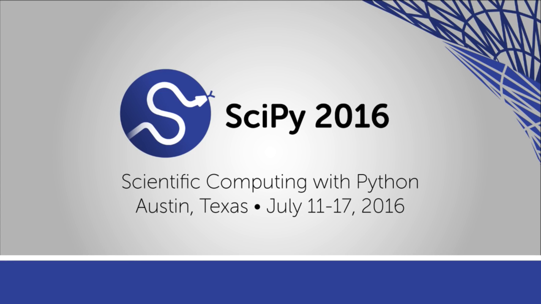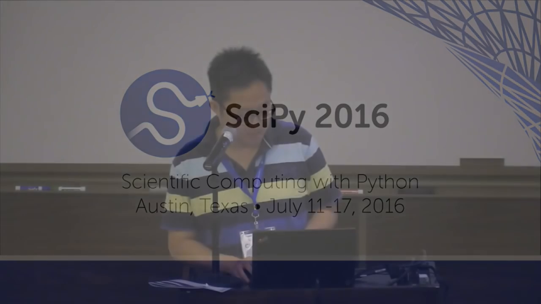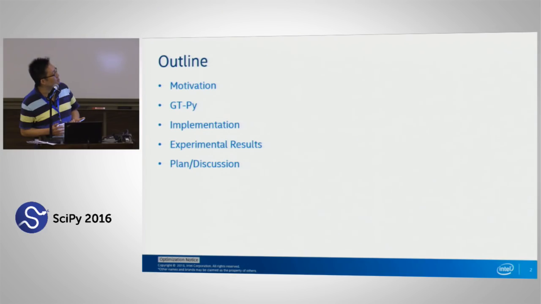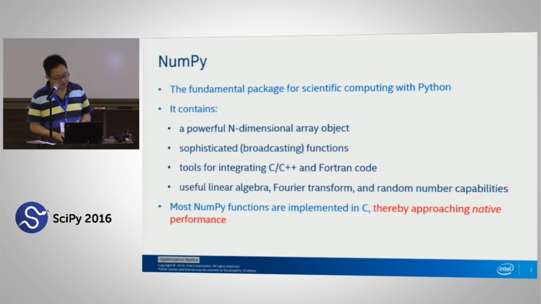Intel. So this is the second Intel talk in this session. This is the outline of what I'm going to talk about. First, I will try to motivate why we started this project, and then talk about this project called GDPI. If time allows, I will spend some time on how we implement it, and then show you some experimental results to show you that it is something really interesting, and then finally talk about the release plan, and hopefully we can get some discussion after the talk.